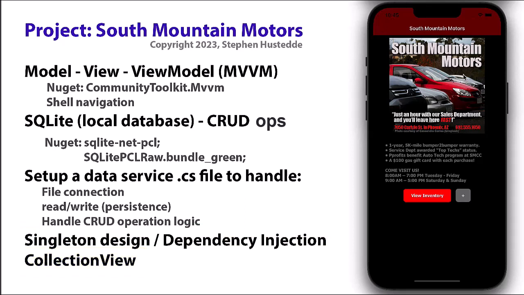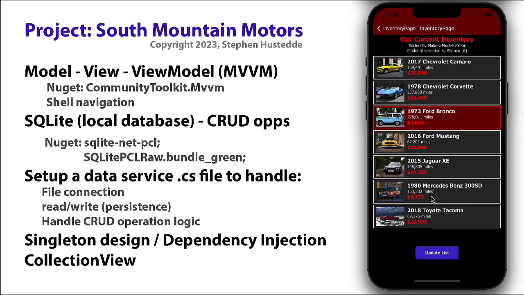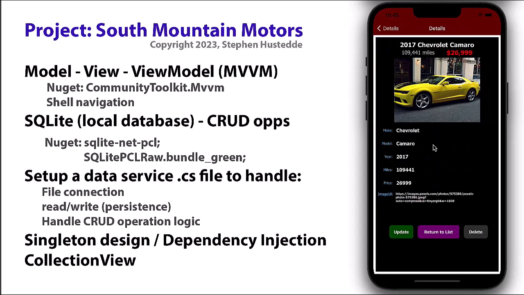So once again, we have our title page. We're going to read in a little bit of data from a text file. When we create our data file, it's going to initially give us these 7 cars. So we're going to start with some sample data to begin with. And again, we can click on a car.